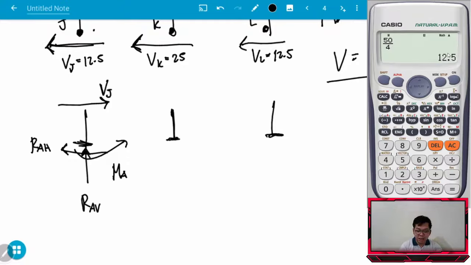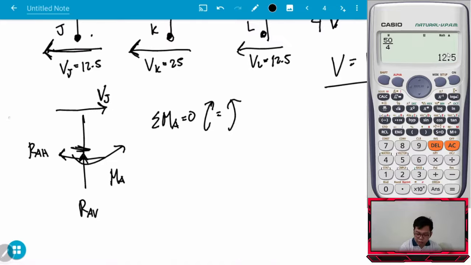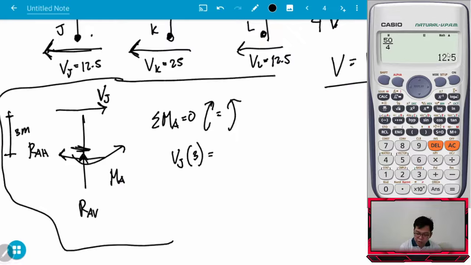Ang tanong, guys, sir, anong nangyari sa RAV? Paano natin, sir, isosolve yung RAV? Okay? So, anyway, guys, yung isulat ko muna lang dito. So, MA, paano ba to? MA, summation of moment at A is equal to 0. Clockwise is equals counterclockwise. So, by the way, since pinutol natin yan, this is actually 3 meters. Yan. So, clockwise, guys, is VJ times 3 must be equal to the counterclockwise moment. Again, I am considering this section, ha? Ito yung section na kino-consider natin. So, yung counterclockwise moment is actually MA.